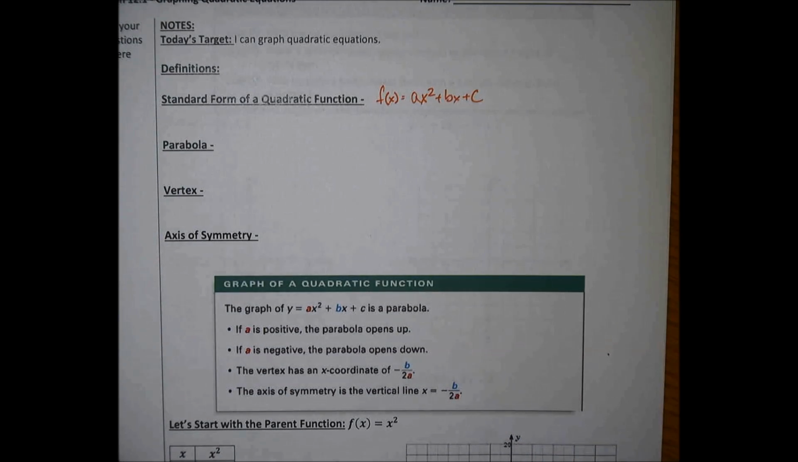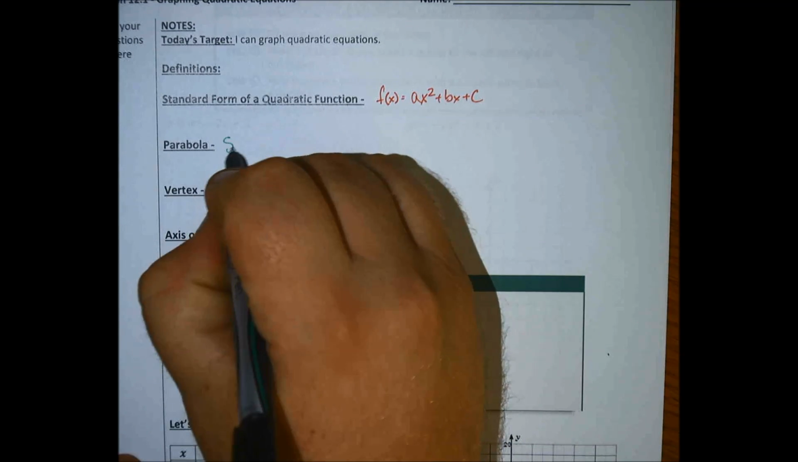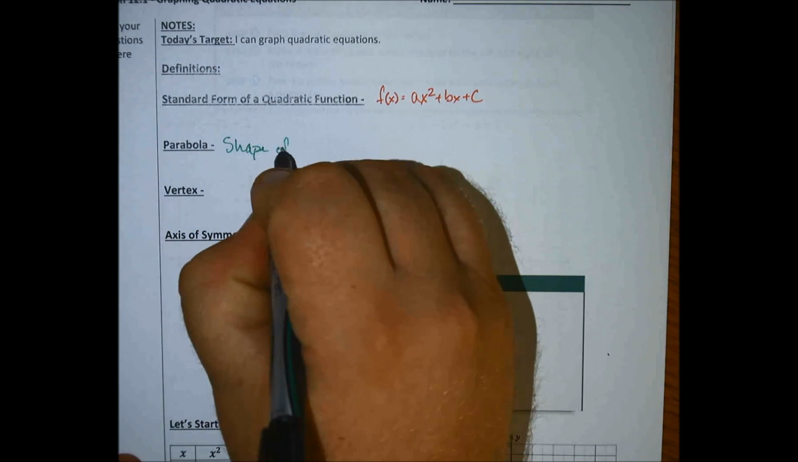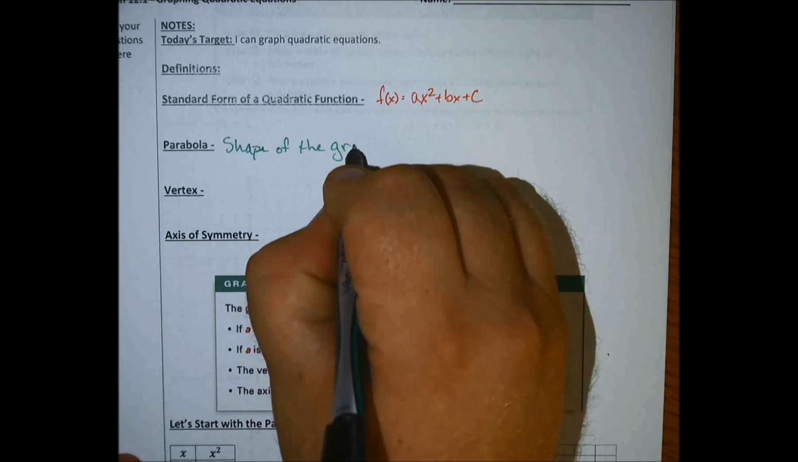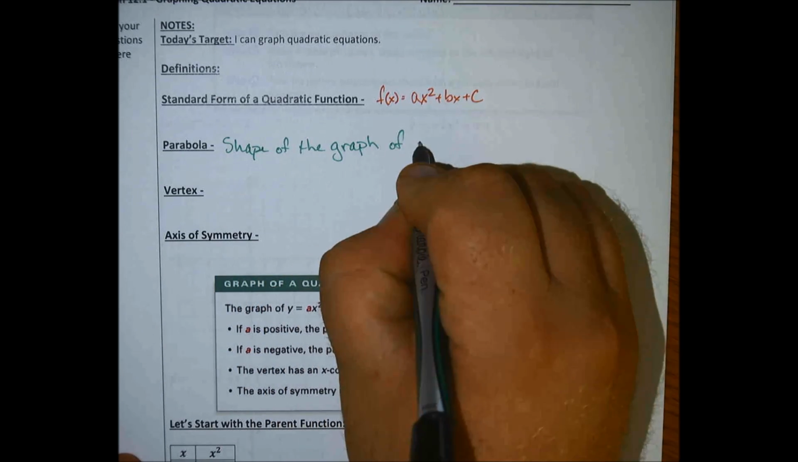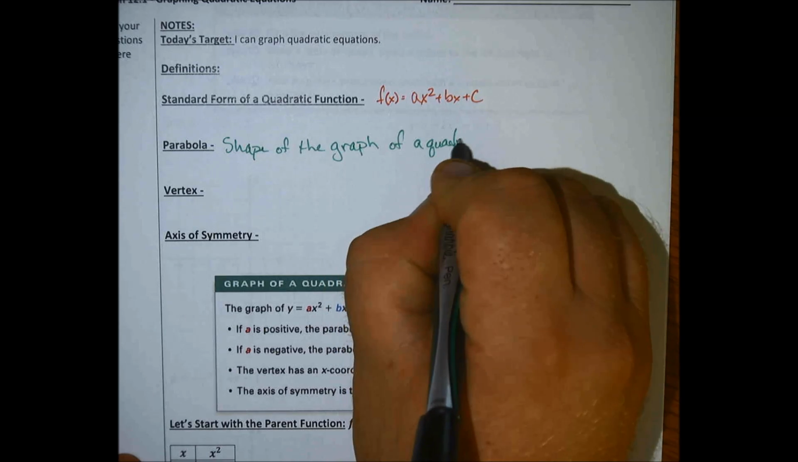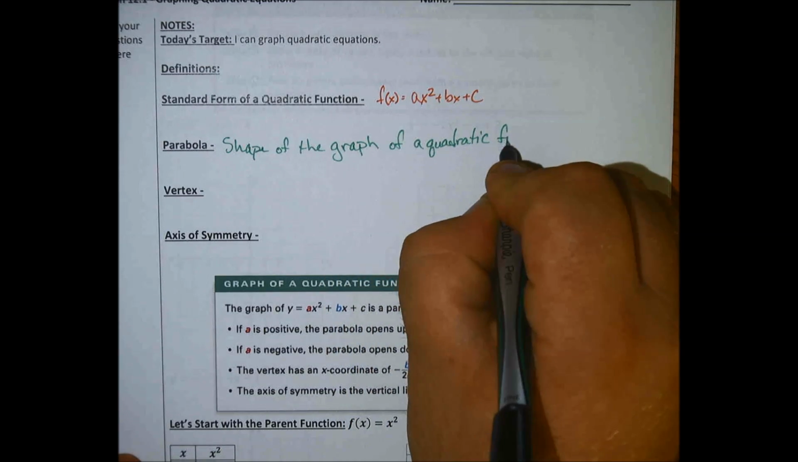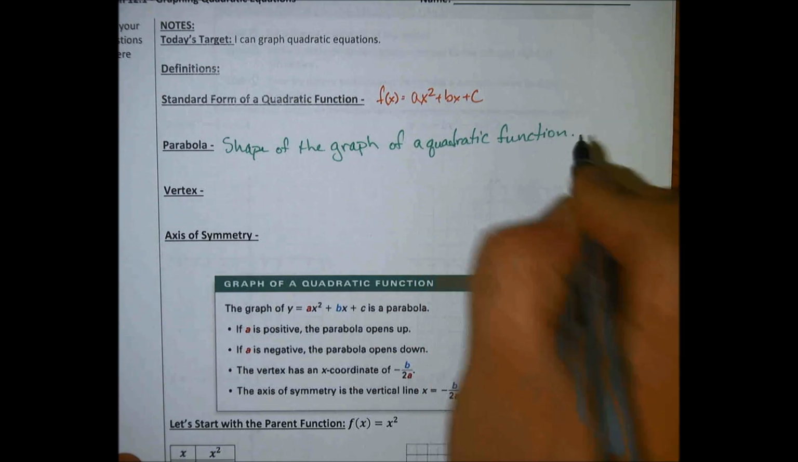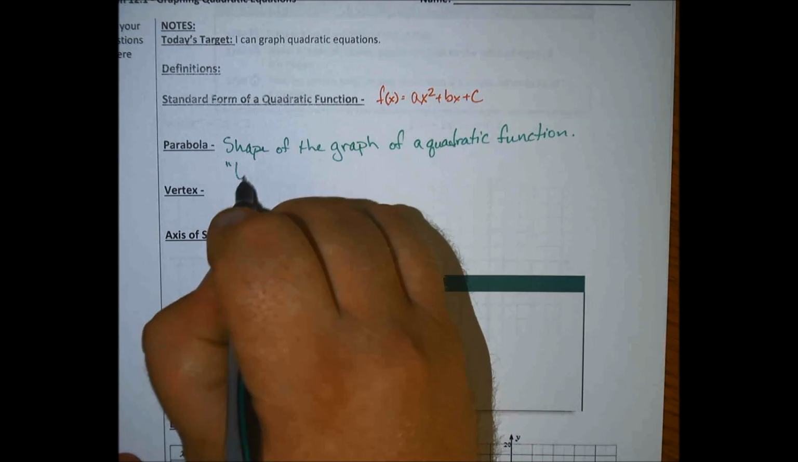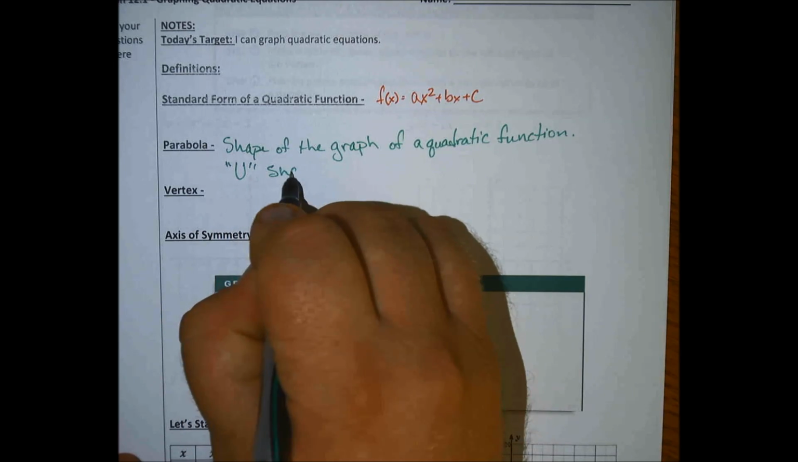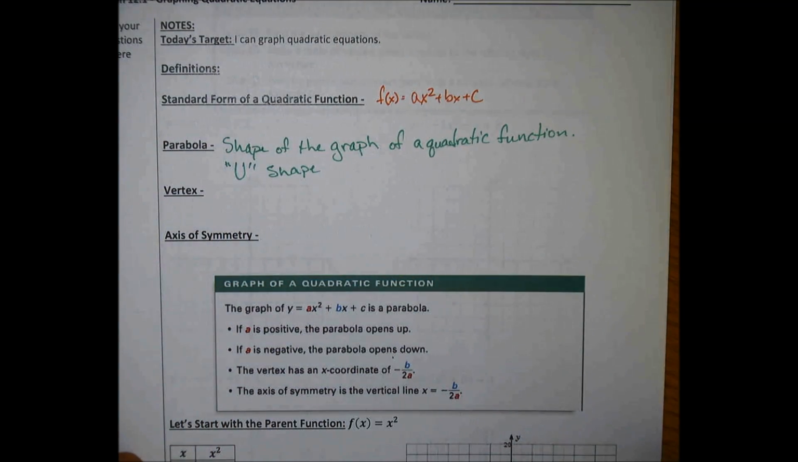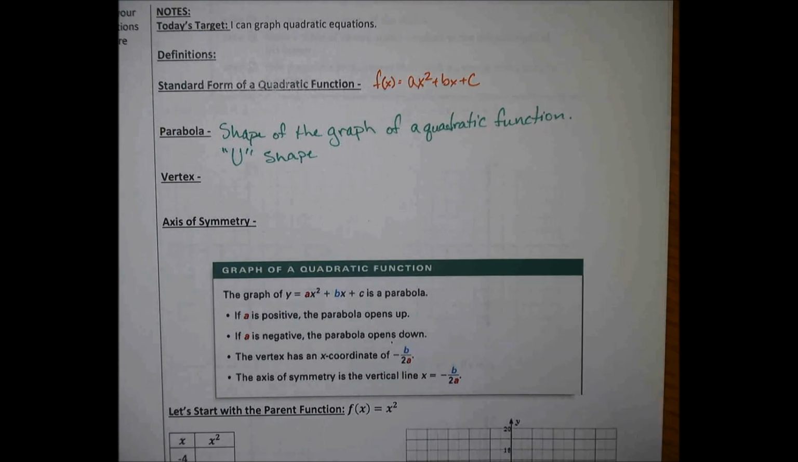A parabola. Now the parabola is the shape of the graph of a quadratic function. And for all of our graphs today, they're going to follow a basic U shape. That's what a parabola looks like, is some sort of a U, whether it's wide or skinny or upwards or downwards. Okay, the idea here is that it's going to look like a U once we're done with it.